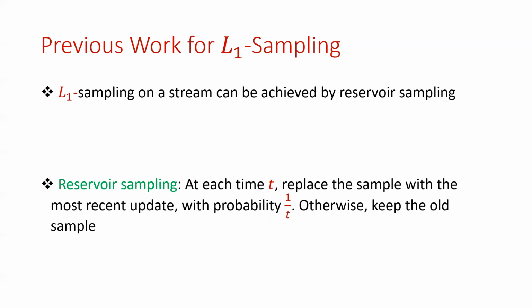So there's a bunch of previous work for L1 sampling, but most classically, the technique of reservoir sampling performs L1 sampling on a stream, and it works by doing the following. At each time t, reservoir sampling replaces the current sample with the most recent update with probability 1/t. And otherwise, it keeps the old sample, and at the end of the stream, it returns whatever it has.